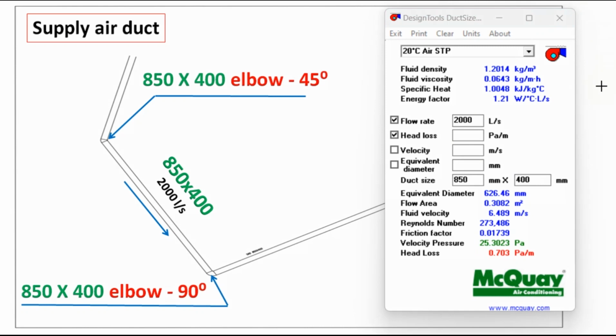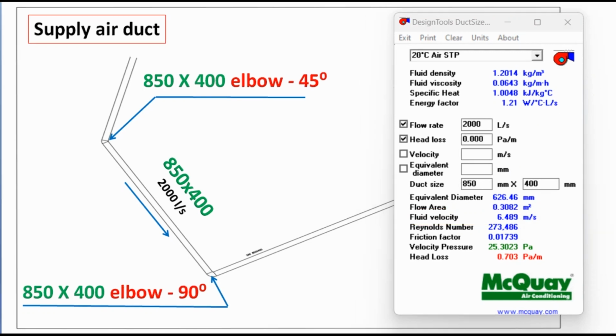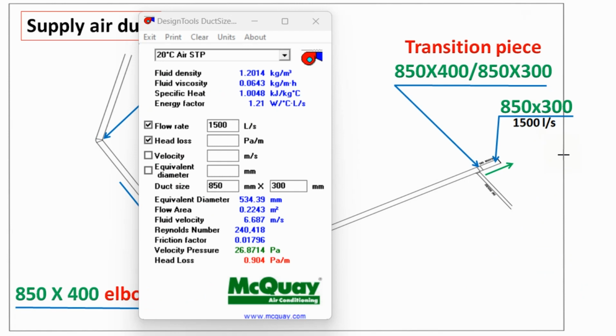Then you can see the velocity inside the duct is 6.489 meter per second, and the friction loss rate inside the duct is 0.703 Pascal per meter. For transition piece, we consider the velocity at a smaller cross section. Here smaller cross section is 850 by 300 and airflow inside it is 1500 liter per second. When we apply this value in this calculator, 1500 liter per second, duct size is 850 into 300.